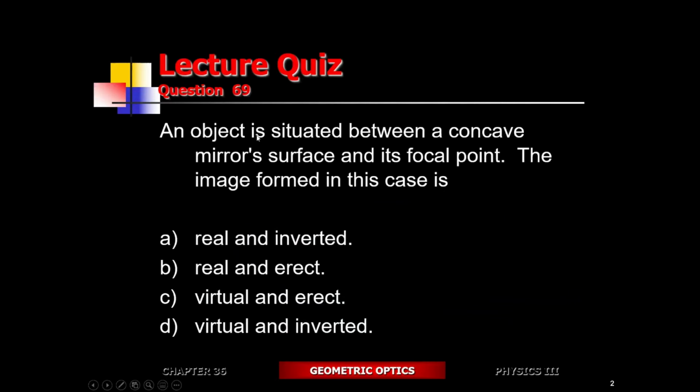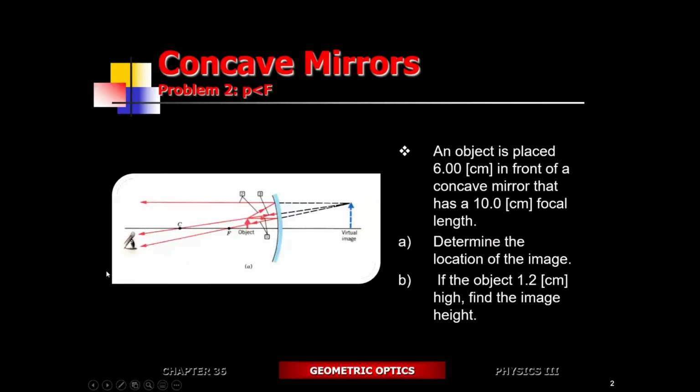So the object is situated between a concave mirror surface and its focal point. So the image formed in this case is going to be virtual, it's going to be larger, and it's going to be erect. So that's what we have to look for. Real and erect is not the right answer. It has to be virtual and erect. That's the one that makes sense. So C is the best answer in this case.